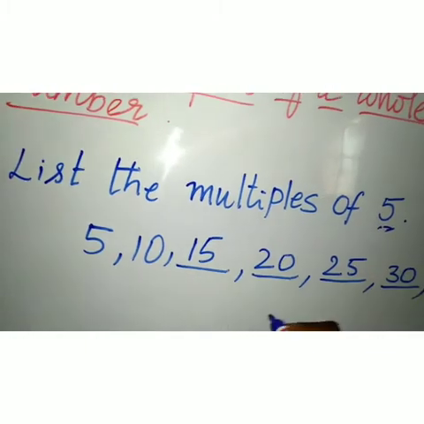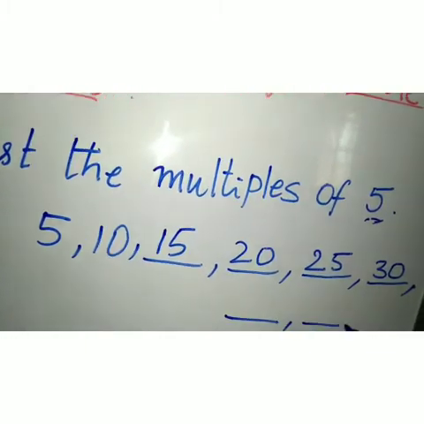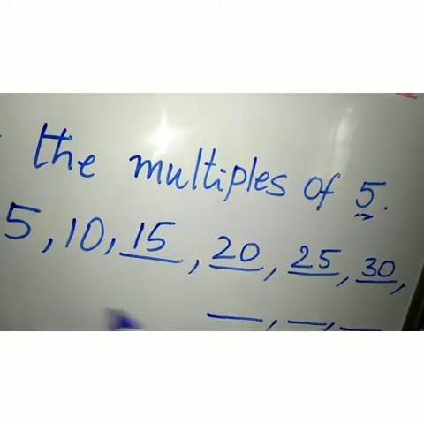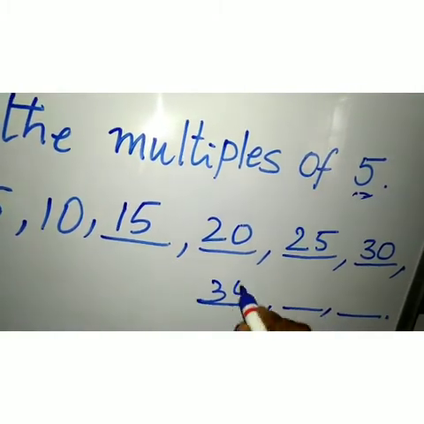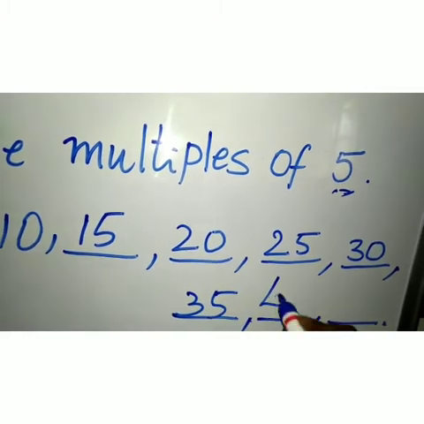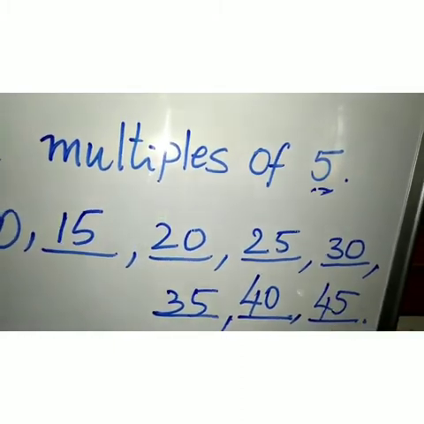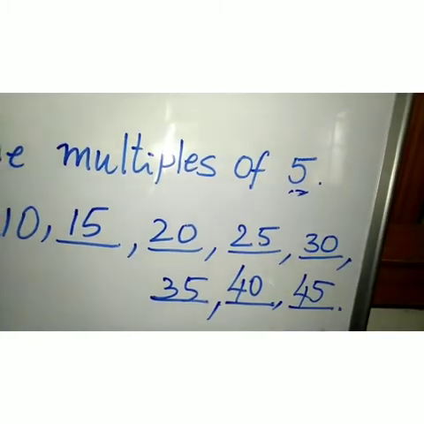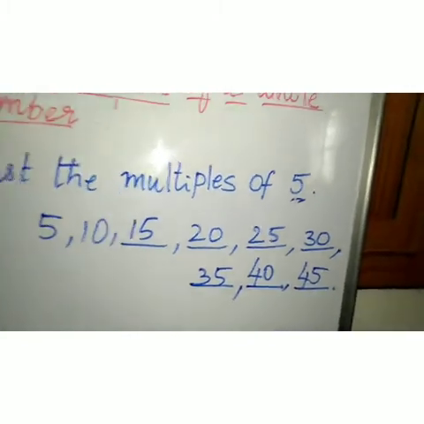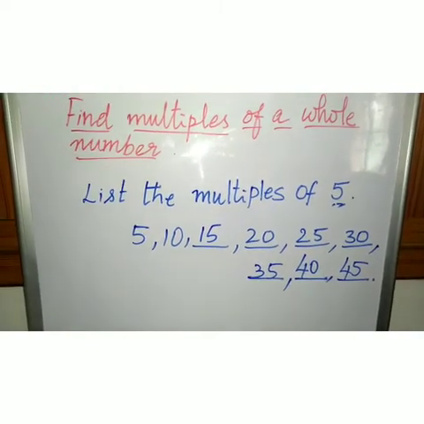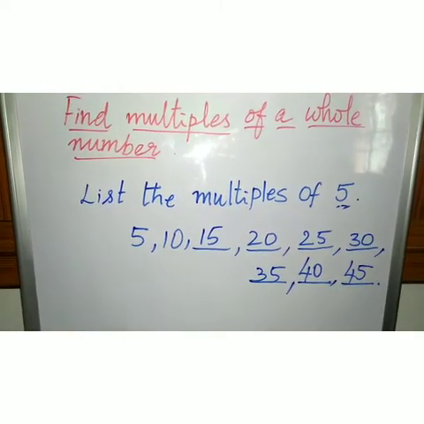How am I saying these answers? Using the multiplication table of 5. So think about the multiplication table. Then check whether I have written the answers correctly or not. Can anyone say what comes after 30? What are the multiples of 5 after 30? After 30, 35, 40 and the last number is 45. These are the multiples of 5.